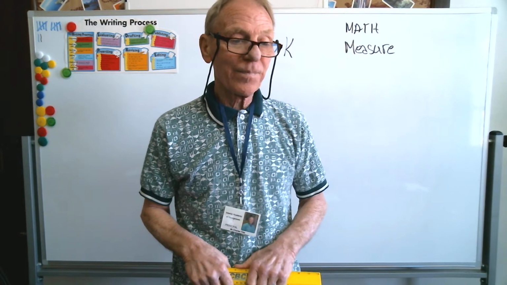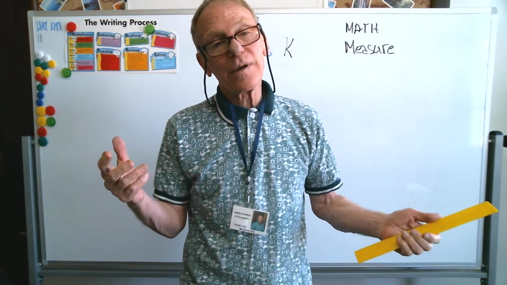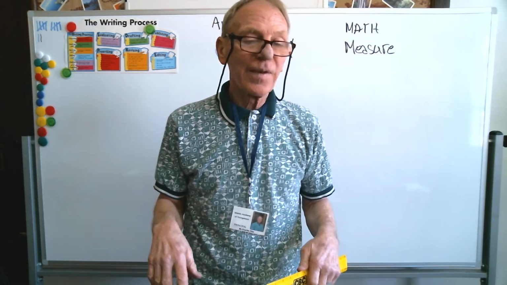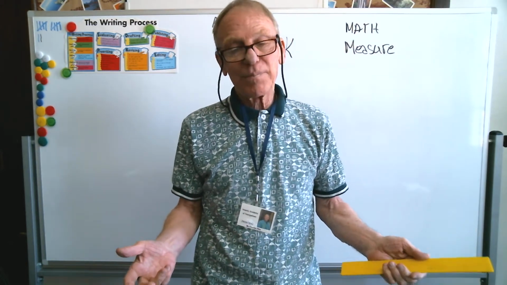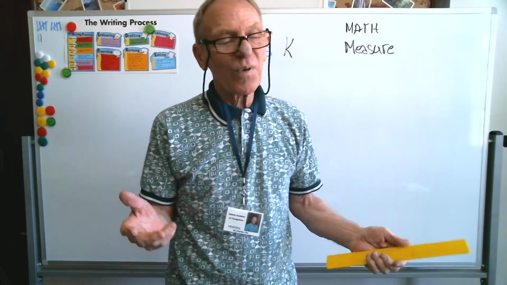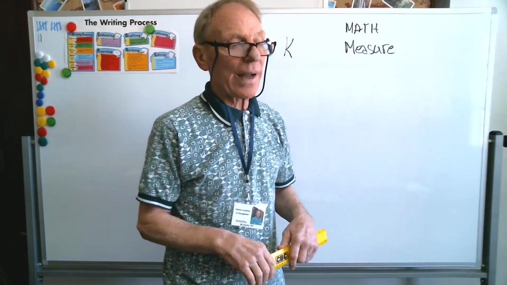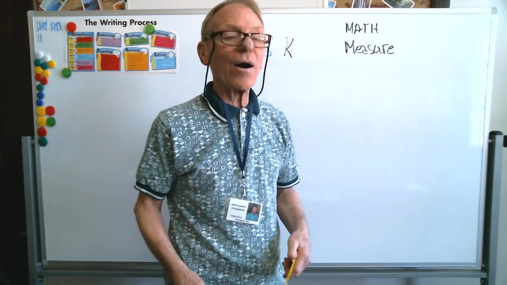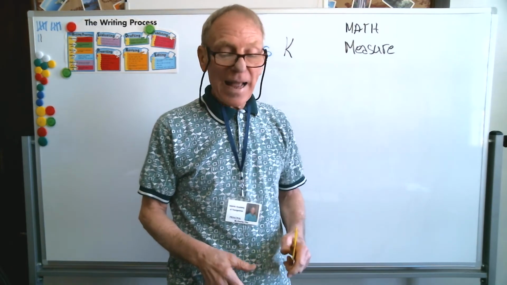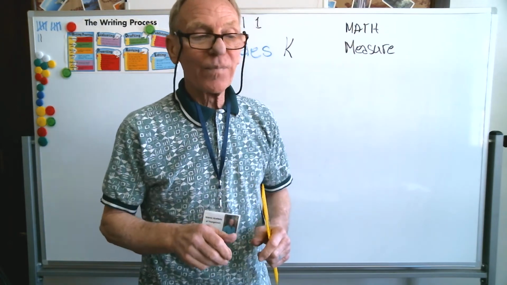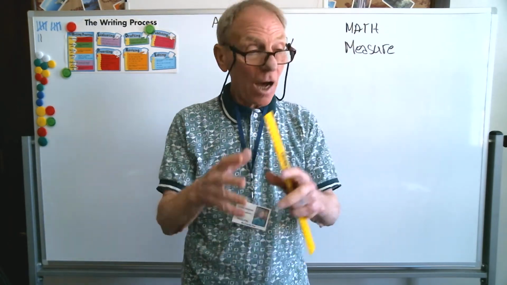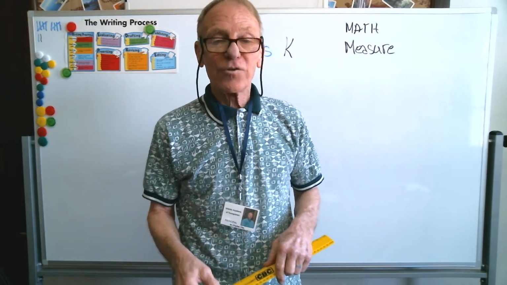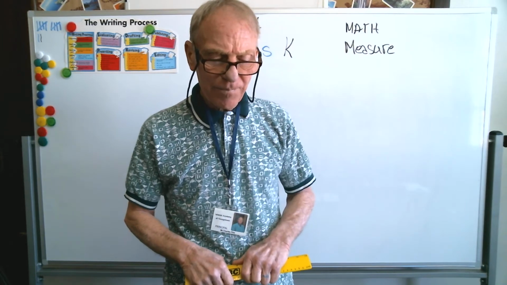Now, if you were in the metric system, you would be getting measured in kilograms. But that's different. Right now, let's just worry about how many pounds we weigh. I weigh 130 pounds. So if I had a pound of butter, it would take 130 of them to weigh just as much as me. So find out how much you weigh.